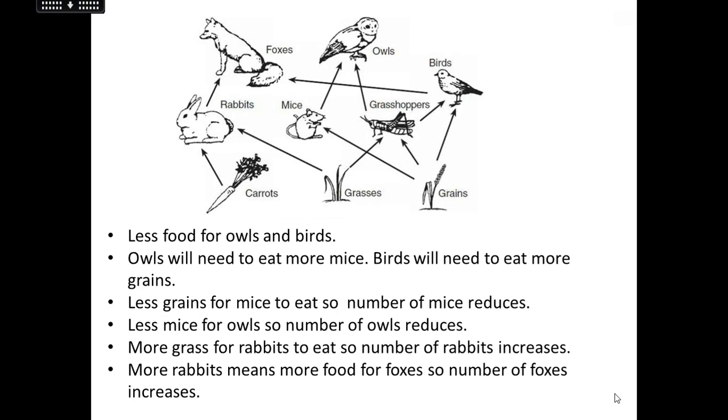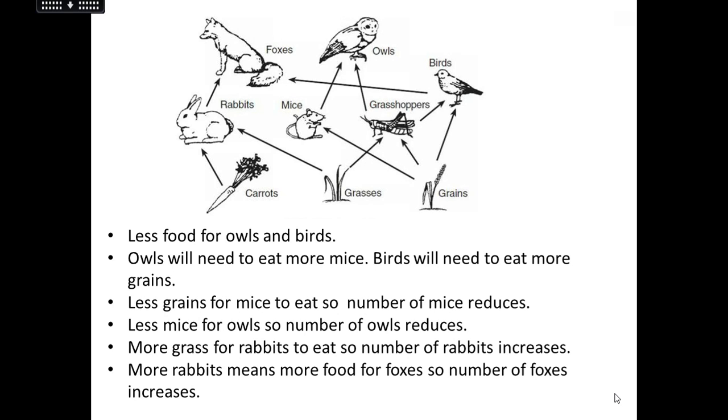So here's a few that I came up with. There would be less food for owls and birds, quite obviously. The owls would need to eat more mice because at the moment, before the grasshoppers get wiped out, you've got both grasshoppers and mice being eaten by the owls. But as soon as there's no grasshoppers, the owls still need the same amount of energy as before. So the mice will have to make up that deficit.